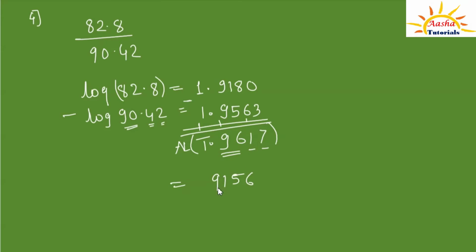Now where do we give the decimal point? You see here there is a bar 1. When I add 1, that is minus 1 plus 1, it is 0. So I will write the decimal point like this, 0.9156, just before this number. So this is my answer to this particular problem.